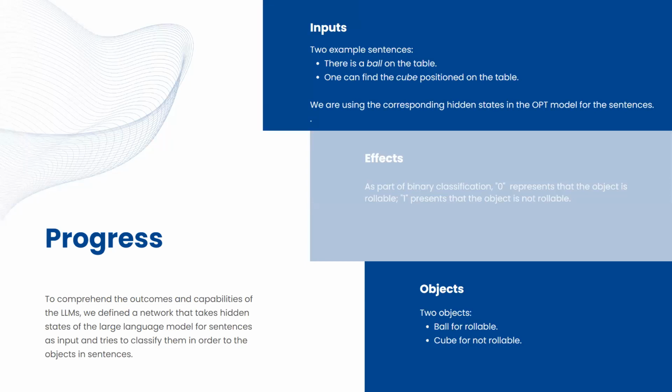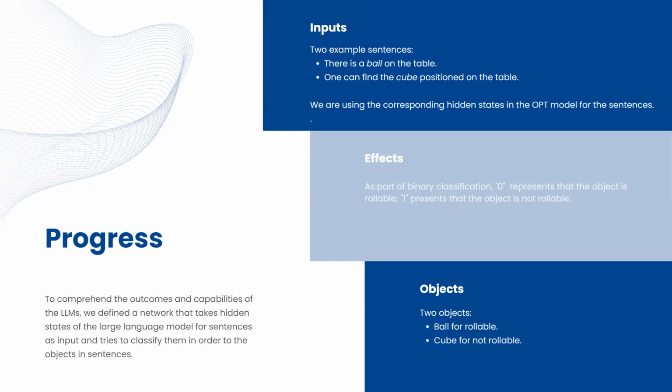Now let me talk about our progress throughout the semester. To comprehend the outcomes and capabilities of the LLMs, we first defined a network that takes hidden states of the large language model, OPT, for sentences as input and tries to classify them in order to detect objects in sentences, which is a binary classification problem.